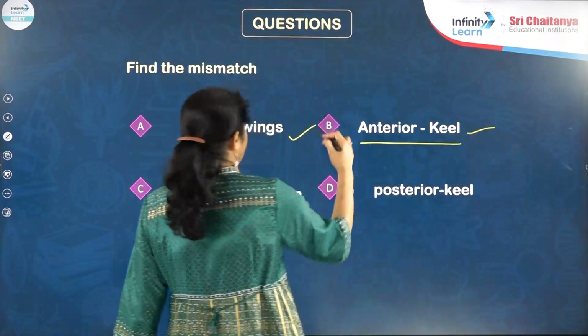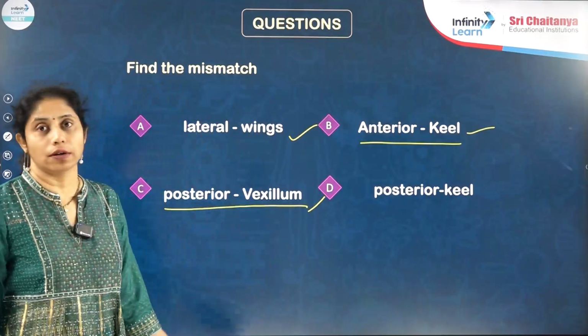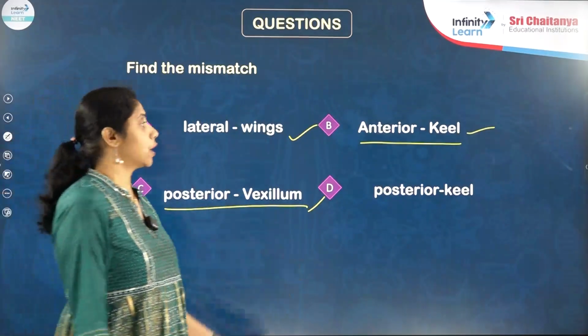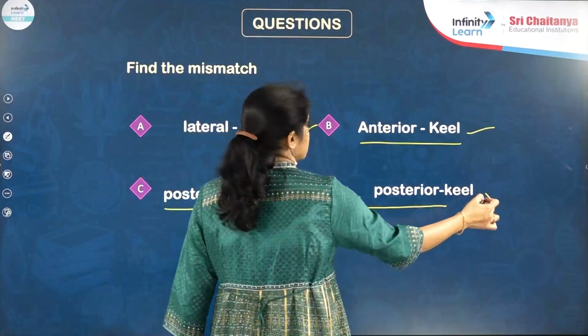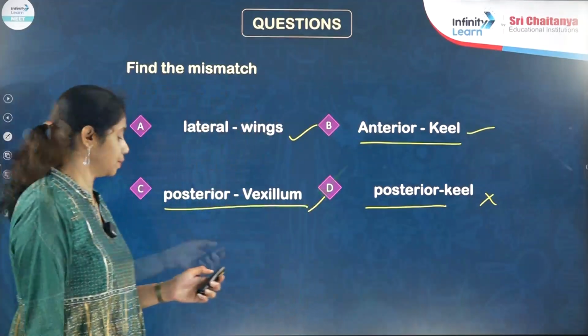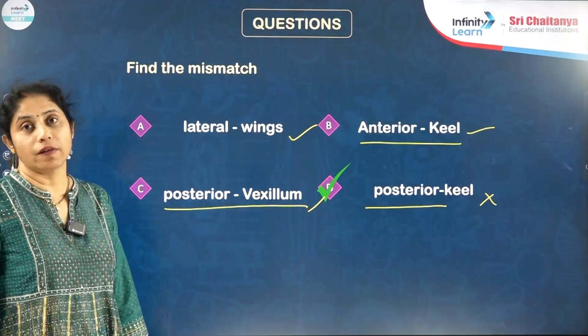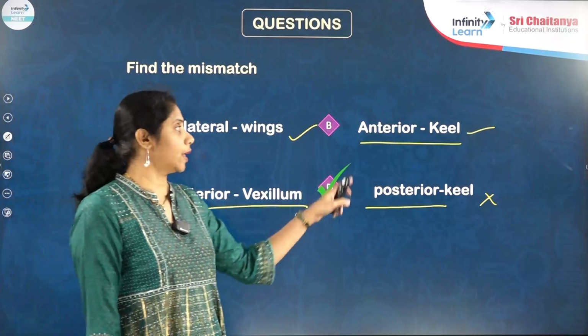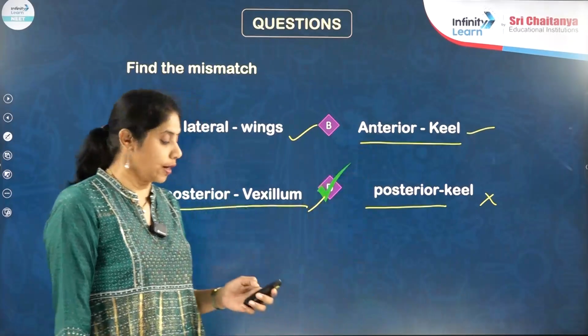So these are all correct only. Lateral side ones are lateral wings, but keel is given as posterior, so this option will be incorrect. So the mismatch will be the posterior ones, keel. The keel petals should be anterior, not in the posterior direction.